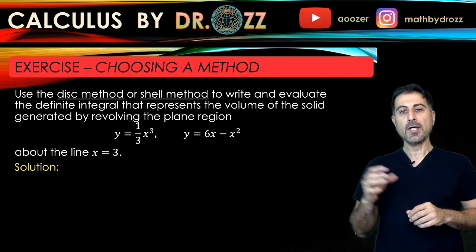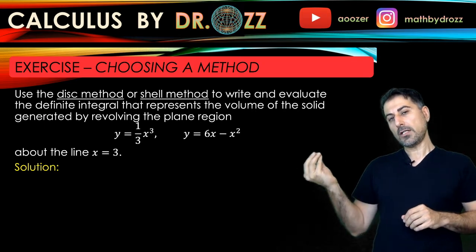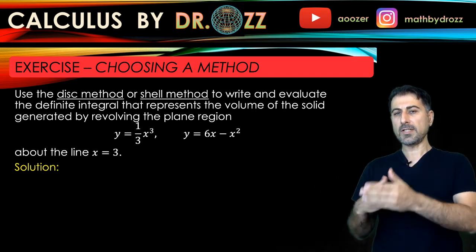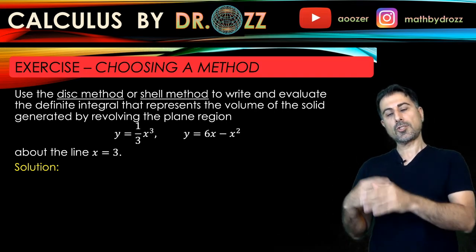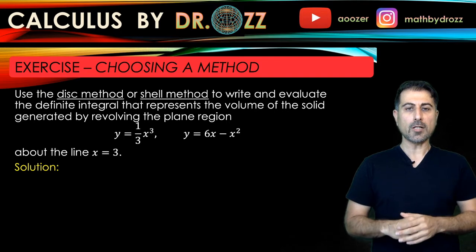Today we're going to choose a method to find the volume of a solid. What are the available methods that we have? Either the disk or shell method, and another version of the disk method is the washer method. So we're going to choose between the washer and shell method.